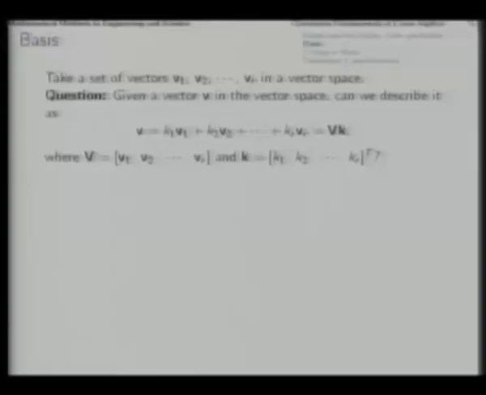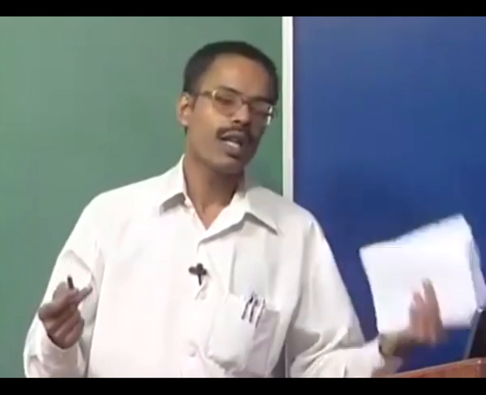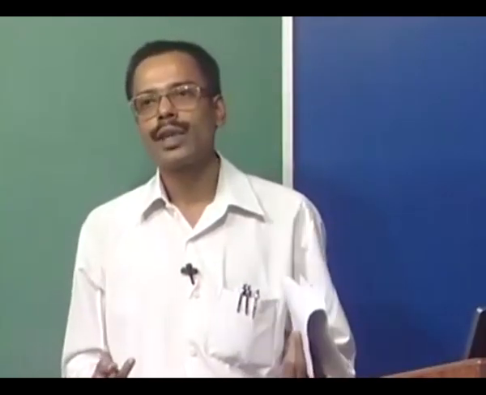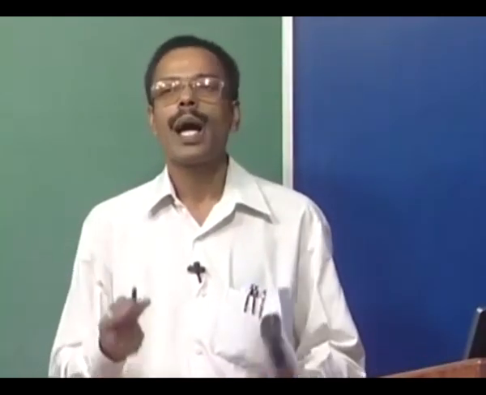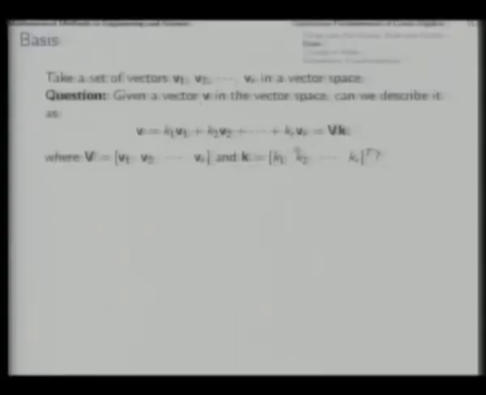To define a basis, we ask this question: given a vector v in the vector space, can we describe it in this manner as a linear combination of r chosen vectors v1, v2, v3 up to vr? Can we do this? If we have chosen r vectors to form the basis to describe all other vectors in that vector space, and then in that vector space a candidate vector v appears, and we are trying to express this vector v as a linear combination of the chosen vectors. Is it possible or not?